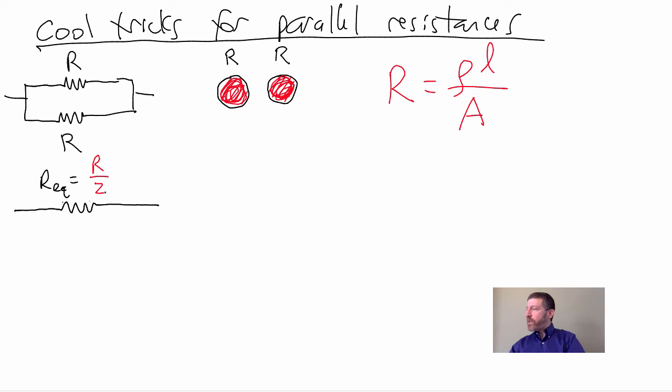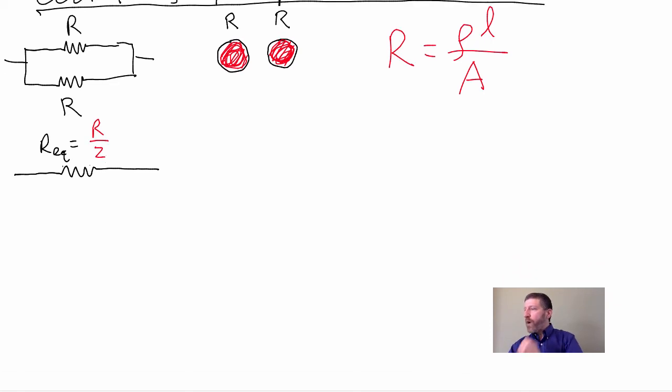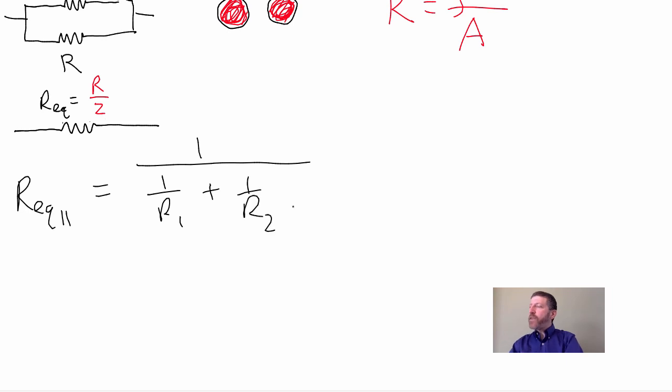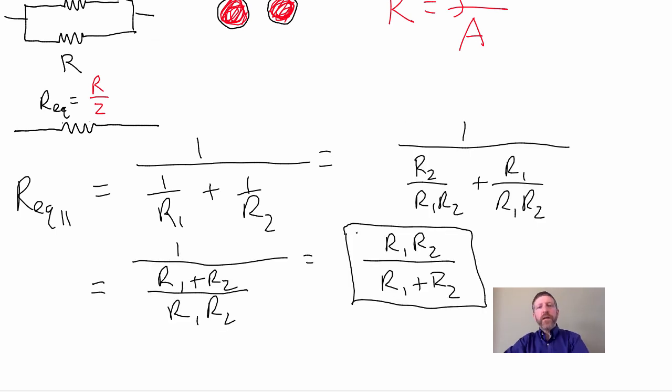Here is another cool trick that you can use for resistors in parallel that I'll derive for you right here. Notice that our general parallel resistance, R equivalent for parallel, is equal to 1 over R1 plus 1 over R2. This trick only works for two resistances in parallel. I'm just going to quickly solve this by finding a common denominator and get to the result at the end here.